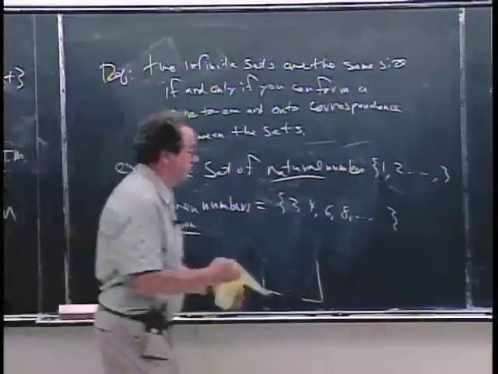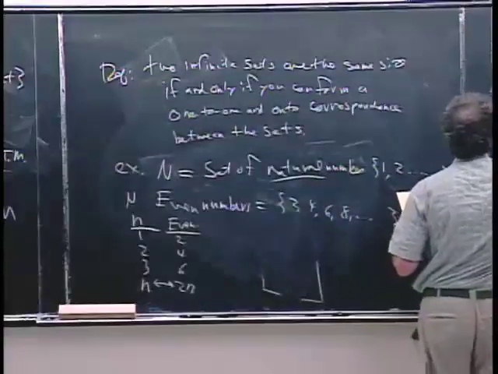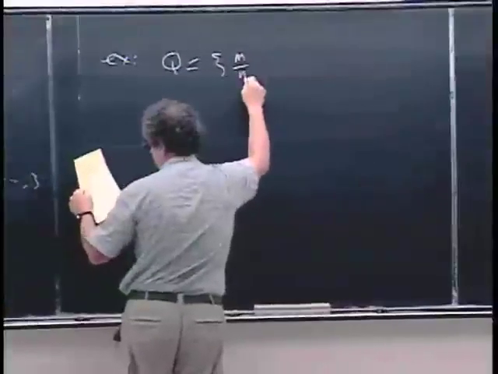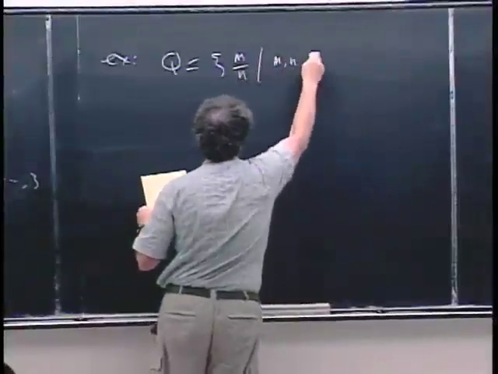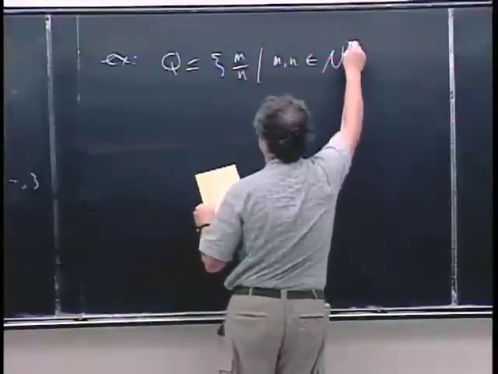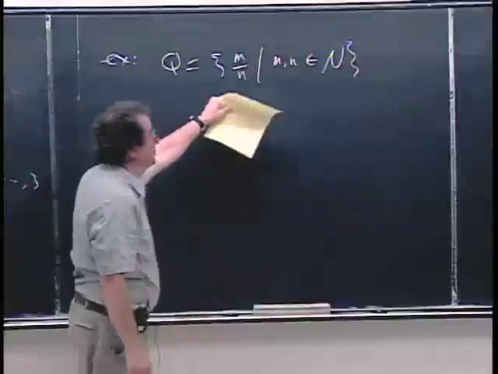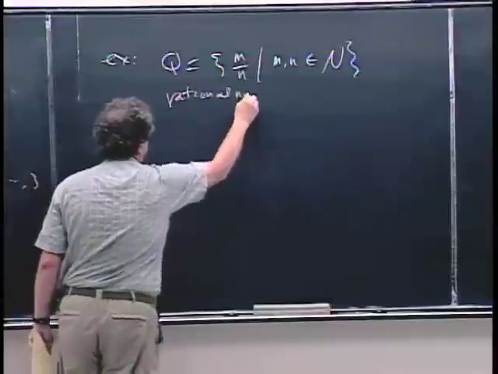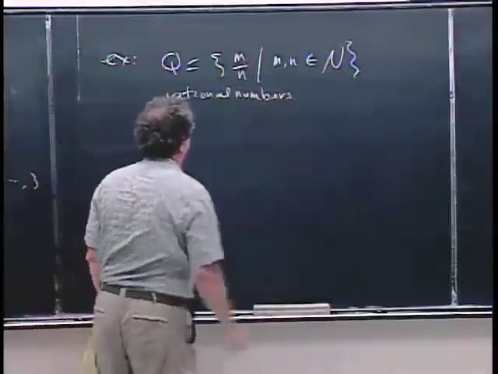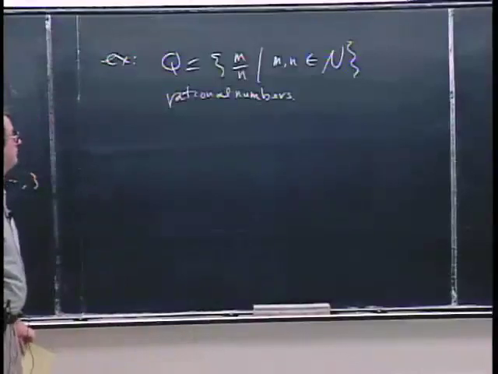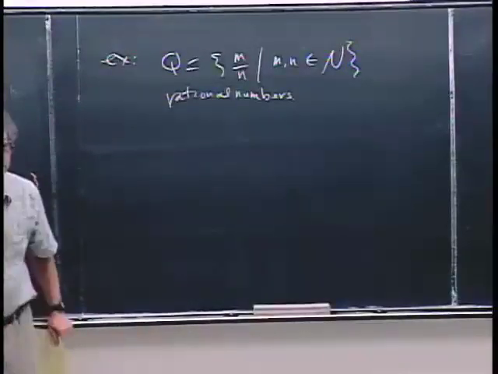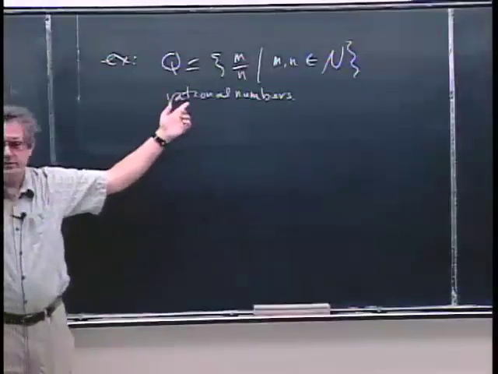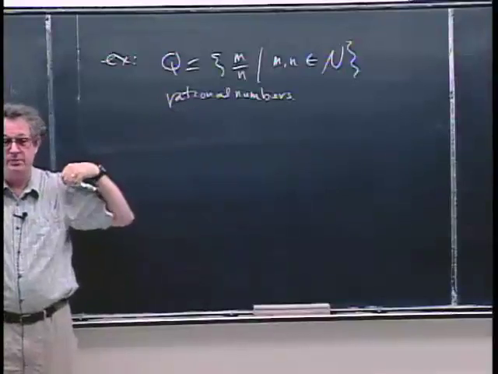All right? Let me give you another example. Q, the set of m over n, such that m and n are natural numbers. So these are the rationals, right? The rational numbers. Can I put the rational numbers in one-to-one correspondence with the natural numbers?